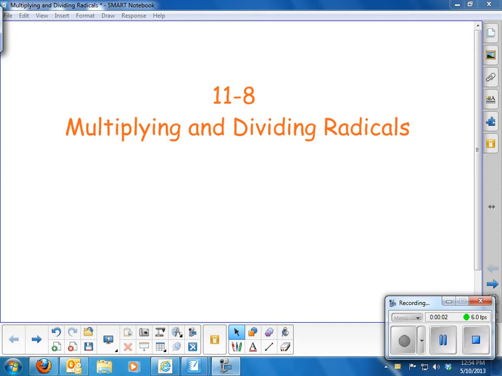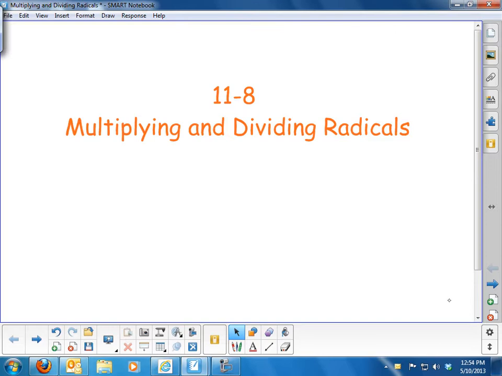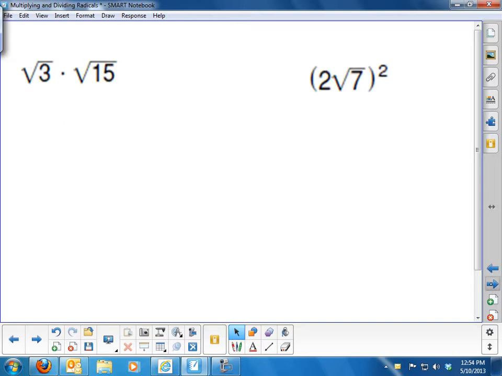Okay guys, so today's video is over multiplying and dividing radicals. So far we've learned how to simplify radicals. We've learned what to do when we're adding and subtracting them. Now we're going to learn a new set of rules for when we are multiplying and dividing with radicals. So let's get started. Here's our first problem.